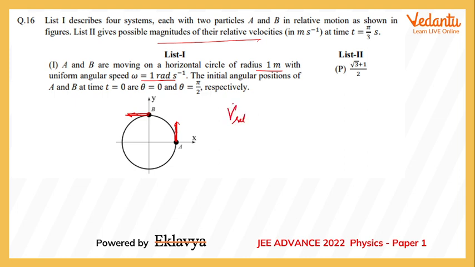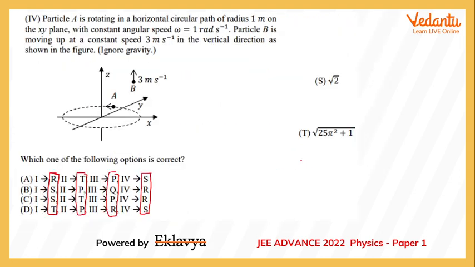So it's pretty simple here that the magnitude of relative velocity would be root of omega r square plus omega r square, which basically becomes root 2 times omega r. R is 1 and omega is also 1. So root 2 is the option that we are looking for, and we do have an option like that, S. So 1 goes with S. Now when we say 1 goes with S, option A gets eliminated, option D gets eliminated. So option B and C, either of these two needs to be checked now.